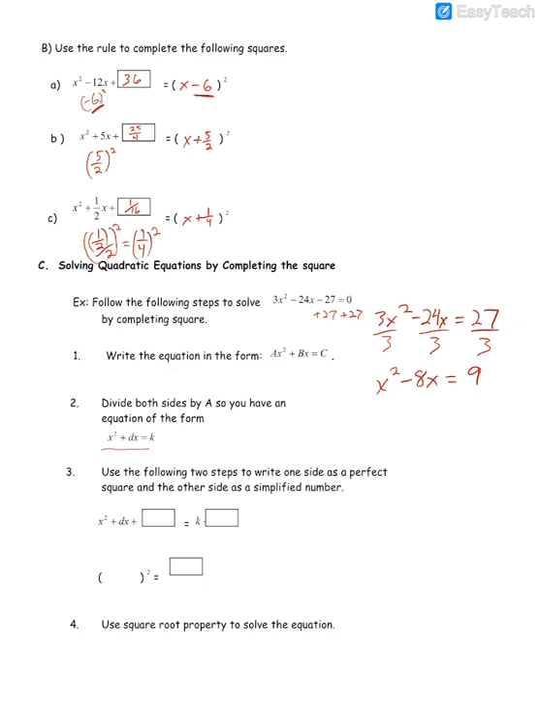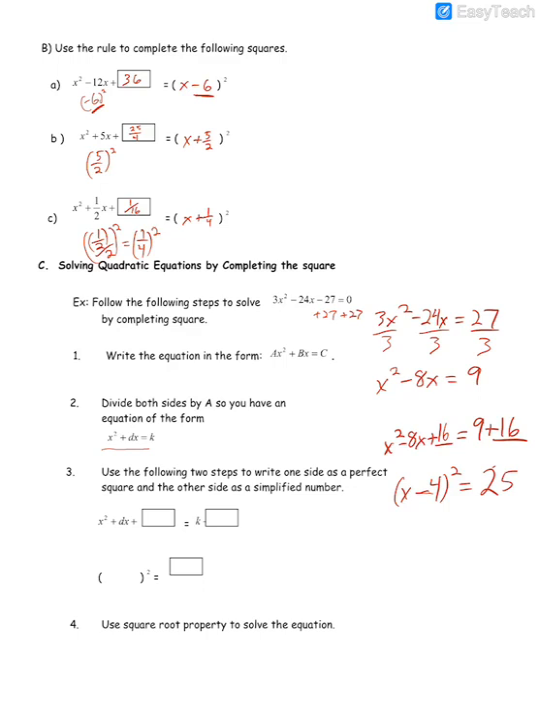Use the following steps to write one side as a perfect square. So we're going to have to add those blanks. So right here I'm going to say x squared minus 8x plus blank equals 9 plus blank. And now let's fill in the blank by finding the perfect square. Half of negative 8 is negative 4. Negative 4 squared gives me a positive 16. If I add 16 on the left, I better add 16 on the right. That's going to give me, when I factor the left side, x minus 4 squared equals 25.